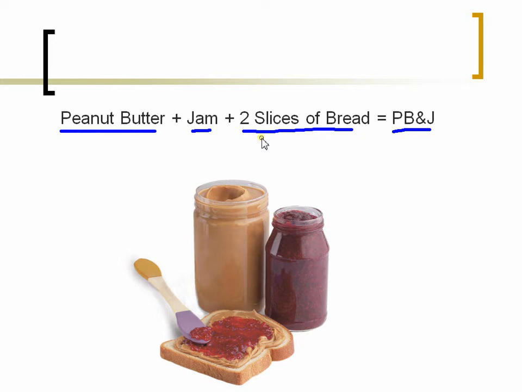Do I put the jelly and the peanut butter together first and then put it on the bread? Do I put the jelly on first or do I put the peanut butter on first? I don't know. So that is what a reaction mechanism is. It is now going to define exactly what's going on in a chemical equation. So let's go with an example here.